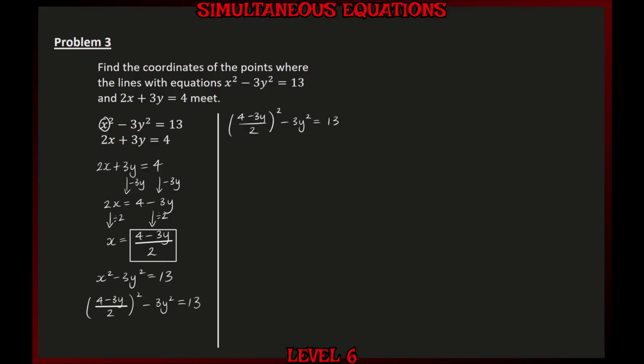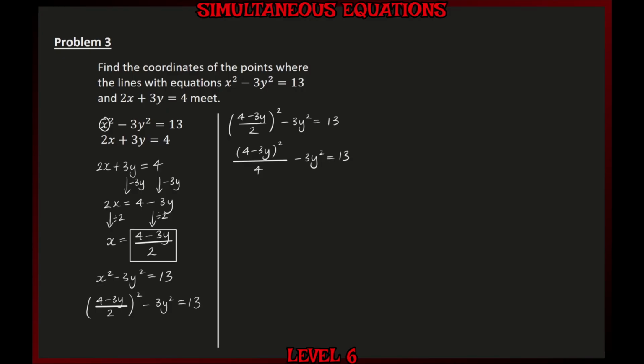Starting with 4 minus 3y over 2 all squared, when you square a fraction, it's equivalent to squaring the numerator and squaring the denominator separately. So I'm going to rewrite this as 4 minus 3y in brackets all squared, divided by 2 squared, which is just 4, minus 3y squared is equal to 13.